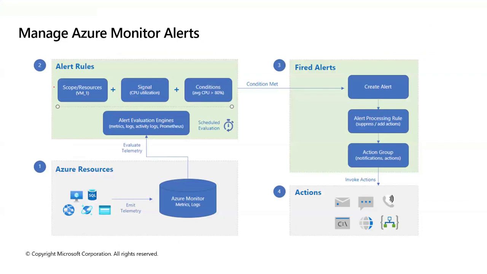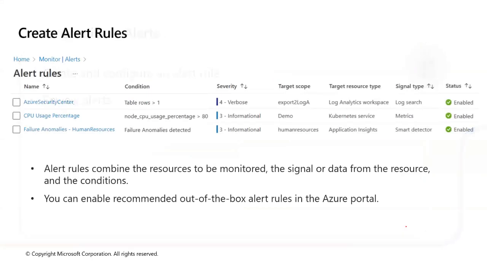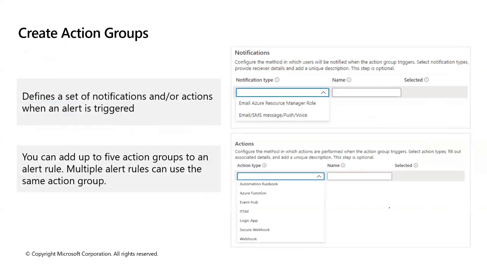Make sense, guys? So alert, Azure resources: you can fire an alert and use action groups, very important, and take an action. I've used an automation runbook as an action, right? You can create alerts, combining the resource to be monitored, the signal or data from the resources, and conditions out of the portal. This is what we have done, action groups, right? I've tried to use this also. A webhook, you can use it. A secure webhook, you can use it.